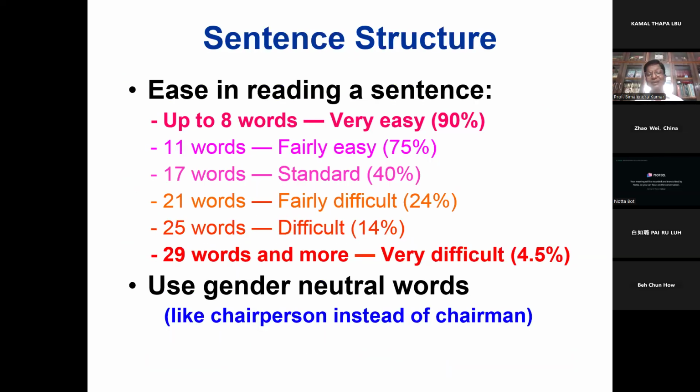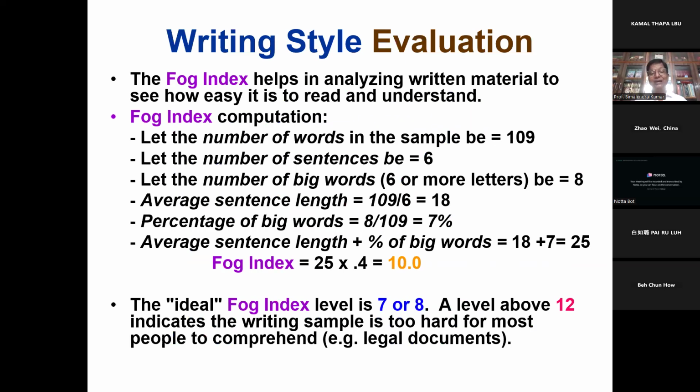Regarding the words used, a sentence of up to 8 words is very easy to read. We have seen that small sentences can be framed by a researcher so that they may be understood even by persons who are not aware of the subject or this knowledge. Generally these are some of the things. Use gender neutral words like chairperson instead of chairman. So these are some of the writing style evolutions.